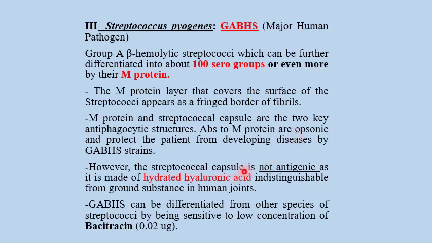However, there is an important point: the streptococcal capsule, as we said, is antiphagocytic, but it is not antigenic. So the body will not form antibodies against the capsule.